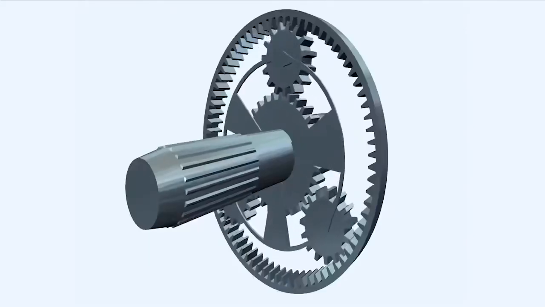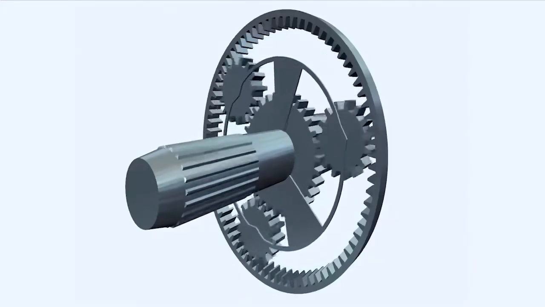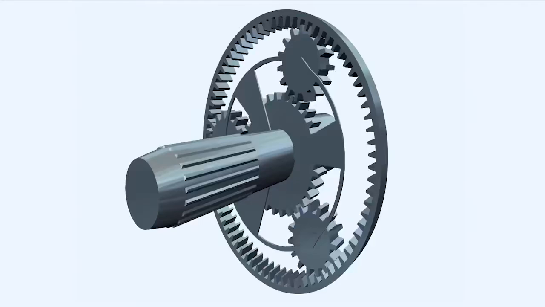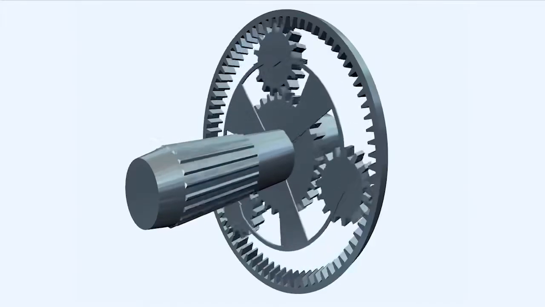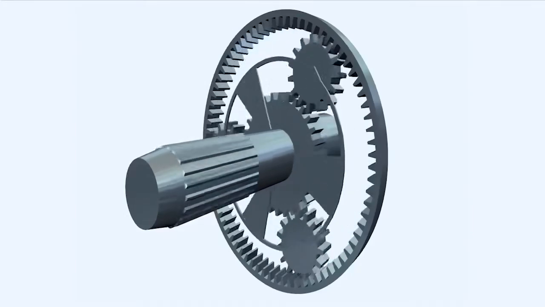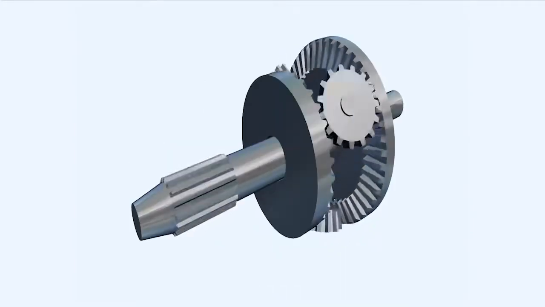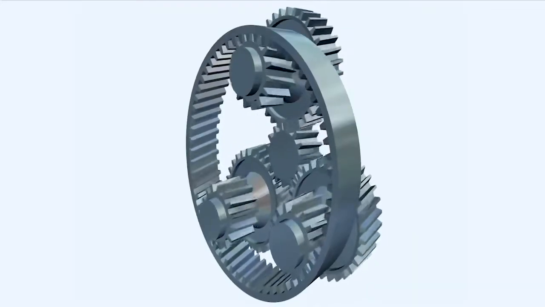The epicyclic reduction gear layout is quite compact and has the advantage of being a concentric layout. All of the gears rotate about the same center line. The gears themselves may be straight cut, beveled, or even helically cut.